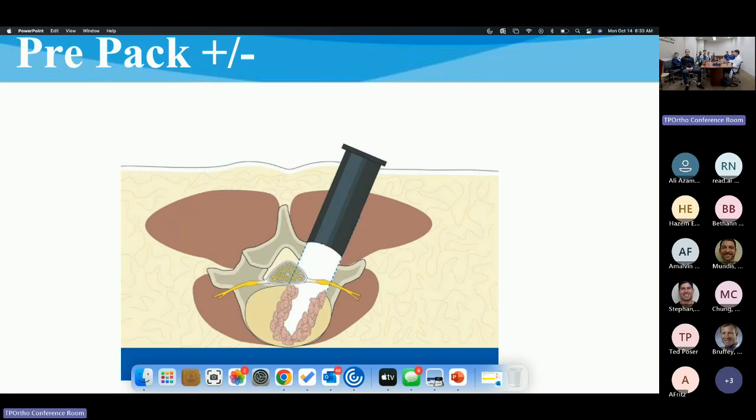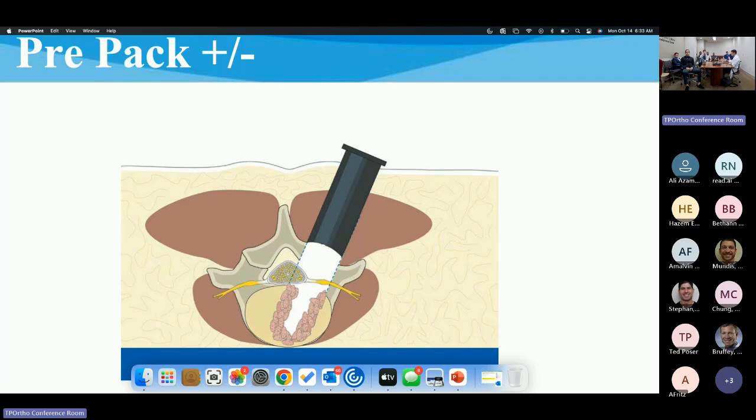Pre-pack, post-pack. I like to pre-pack. If you're using 2 cages, you really shouldn't pre-pack too much because it can be hard to get everything in there. But I've moved away from the 2 cages for the most part. I'll just use one. And then you should have enough room to pre-pack. And you should have a lot of really good graft, right, from taking down the facet. So that's one nice thing about the procedure that you should use to your advantage.